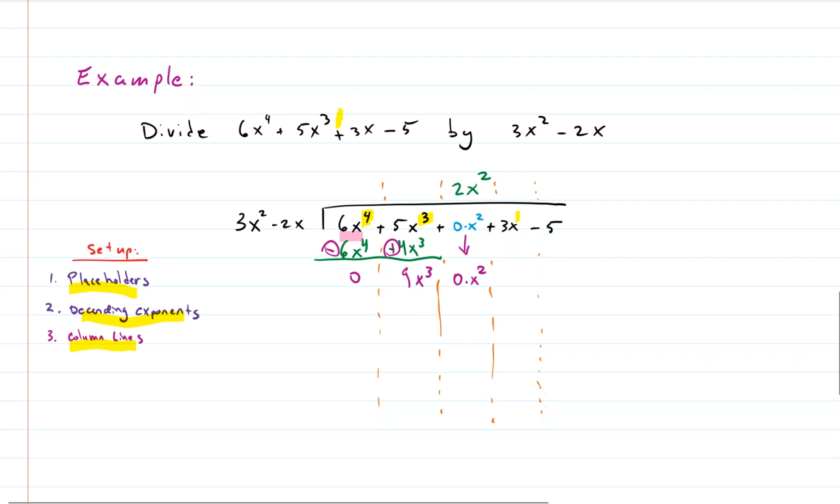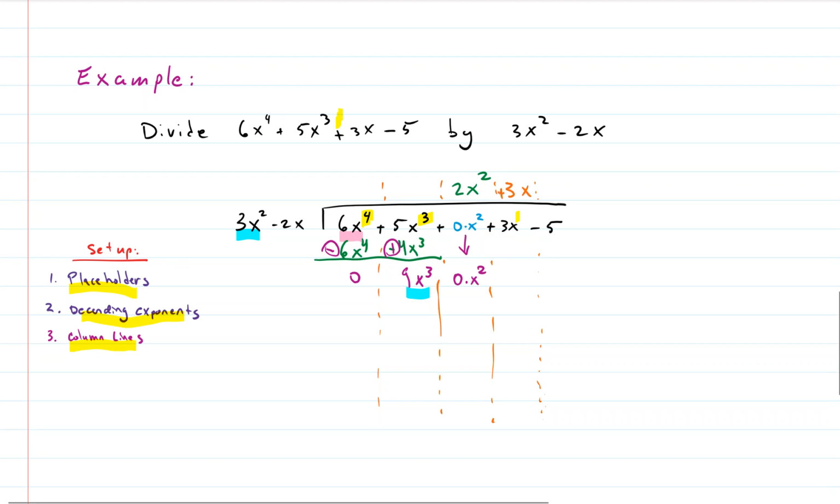So now what we want is we want 3x squared to become 9x cubed. So the numbers, to get 3 into a 9, we need to multiply it by 3. And to get x squared to be x cubed, we've got to multiply it by an x. So you put 3x plus 3x in the x column. Put a plus there.